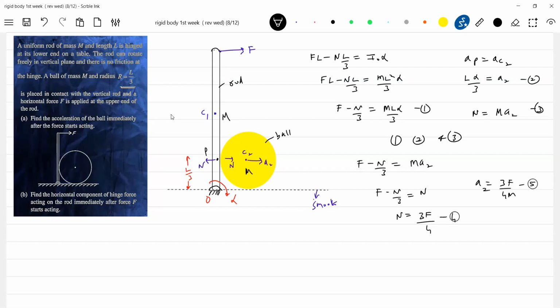Find the acceleration of the ball immediately after the force starts acting on it. Means just the moment you apply force, at that instant, the one answer is what we have. Find the horizontal component of hinge force. Why will that hinge force be there? What to do with that? So let me discuss the thing separately.